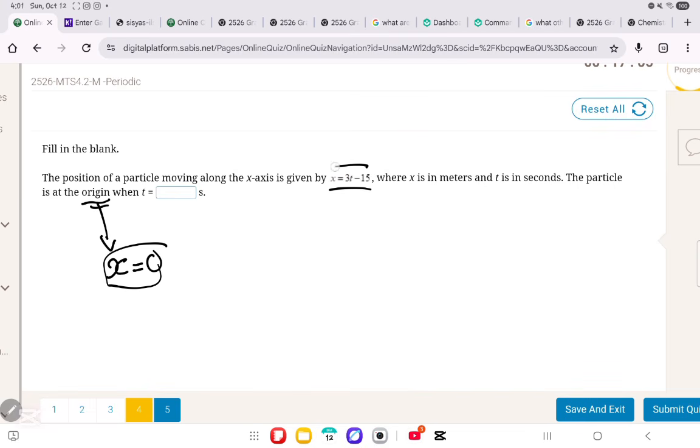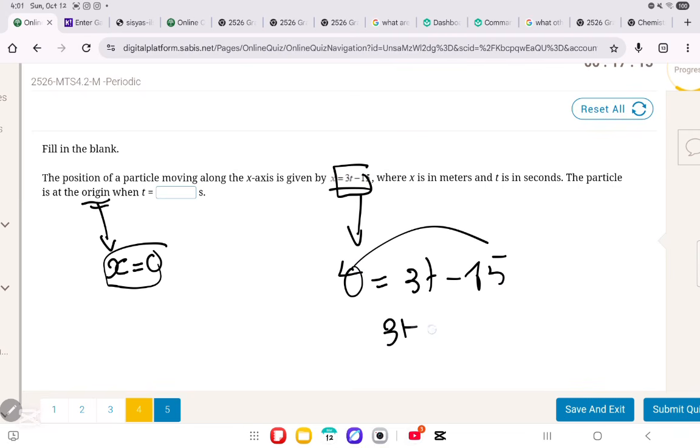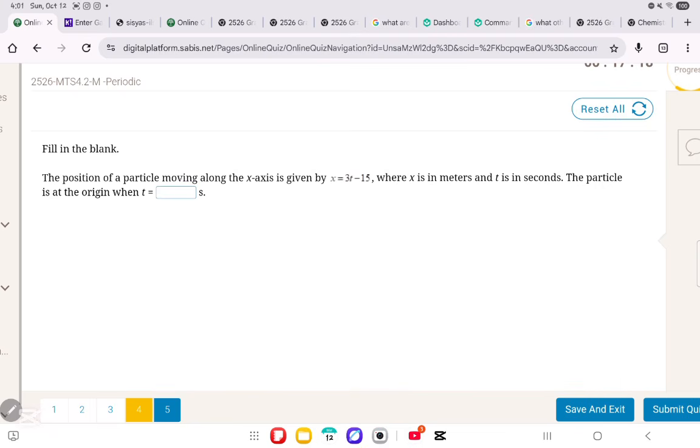So what are we gonna need to do? We're gonna need to take this, right? So 0 is equal to 3t minus 15. Move this to the other side. 3t is equal to 15. t is 5 seconds. Okay? We move on to question number 5.